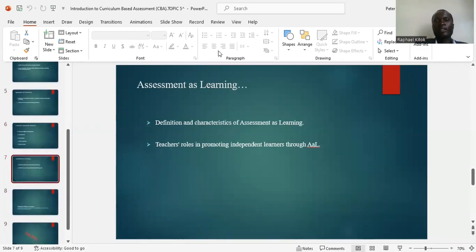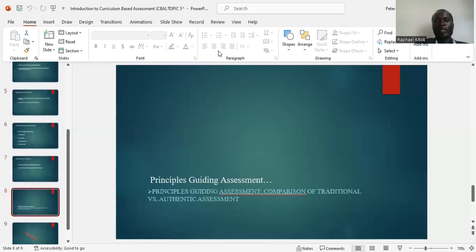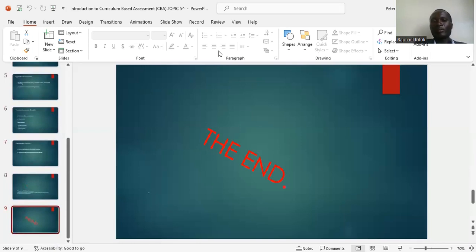Assessment as learning. We have the definition and characteristics of assessment as learning. Teachers' role in promoting independent learning through assessment as learning. Principles guiding assessment, and comparison of traditional and authentic assessment. And that's the end for today.